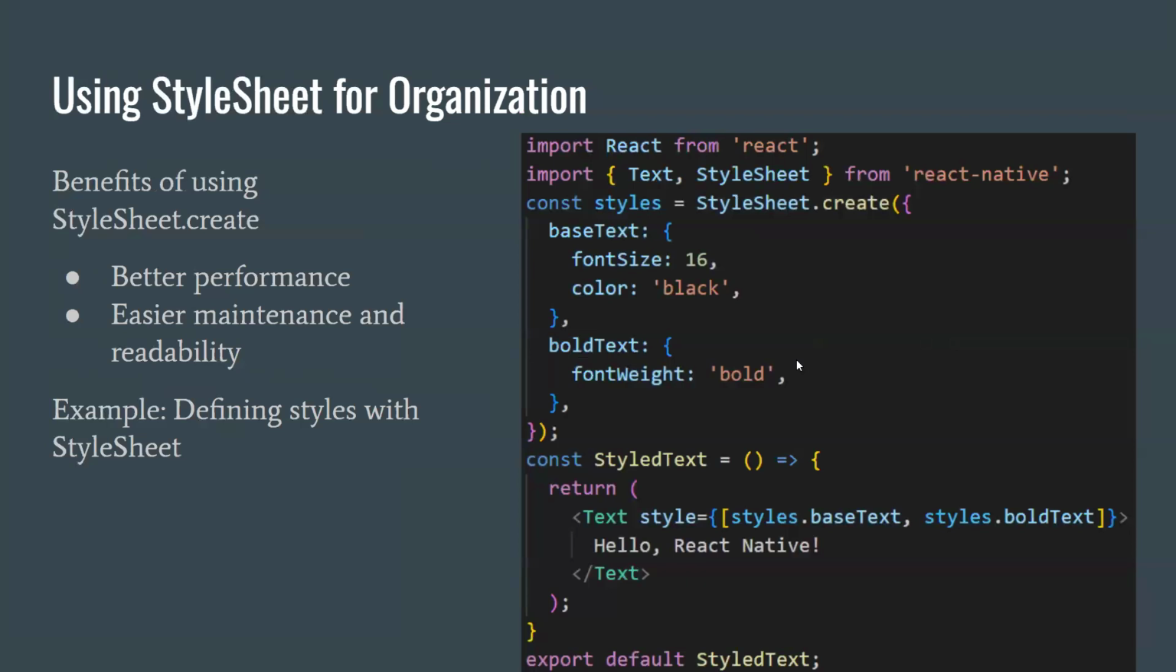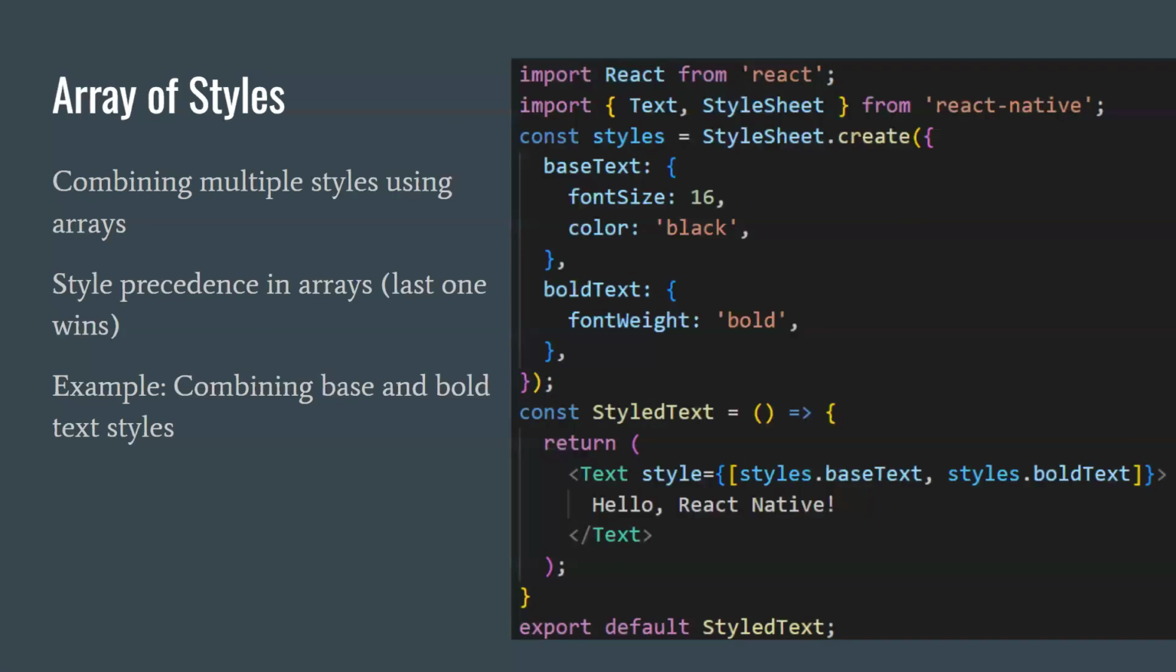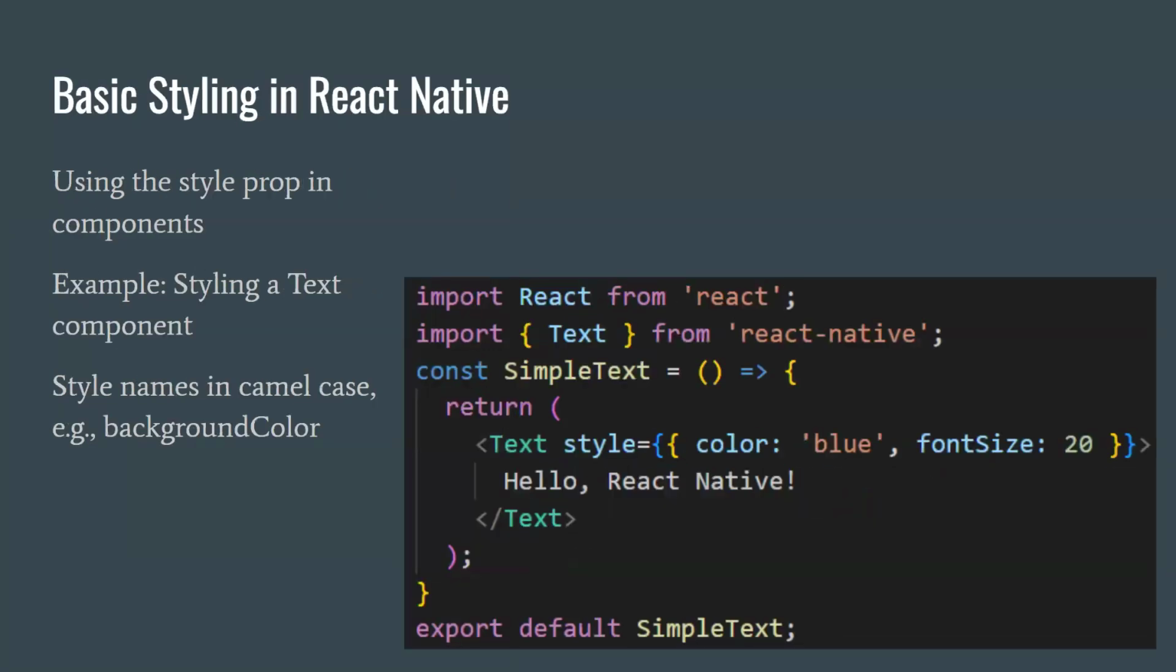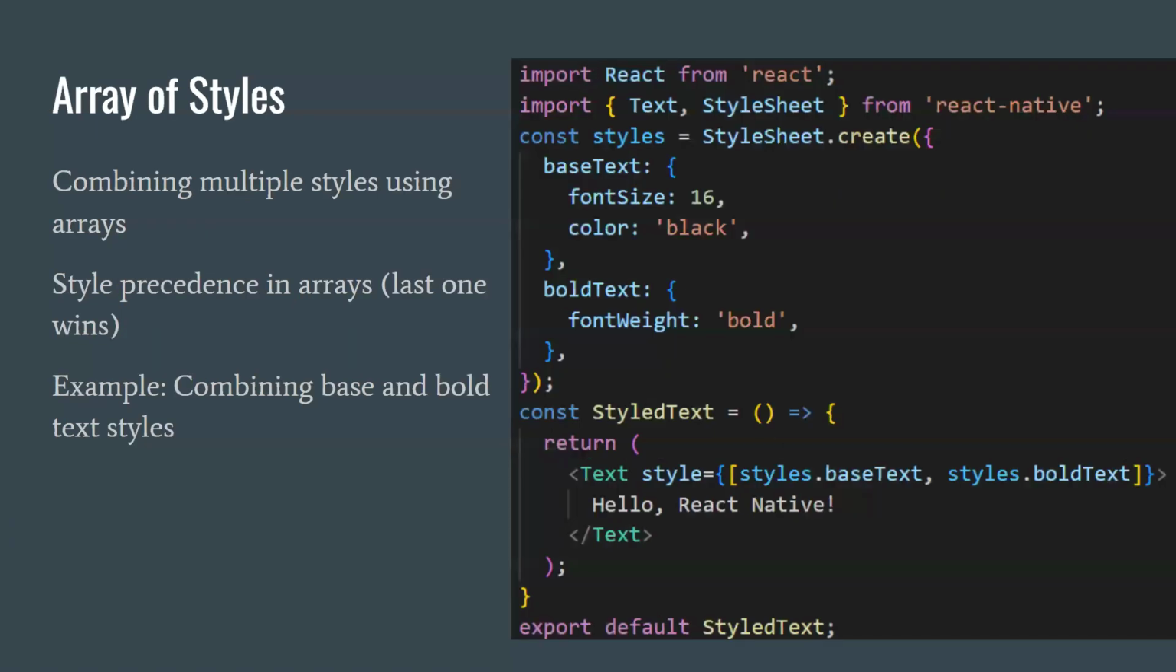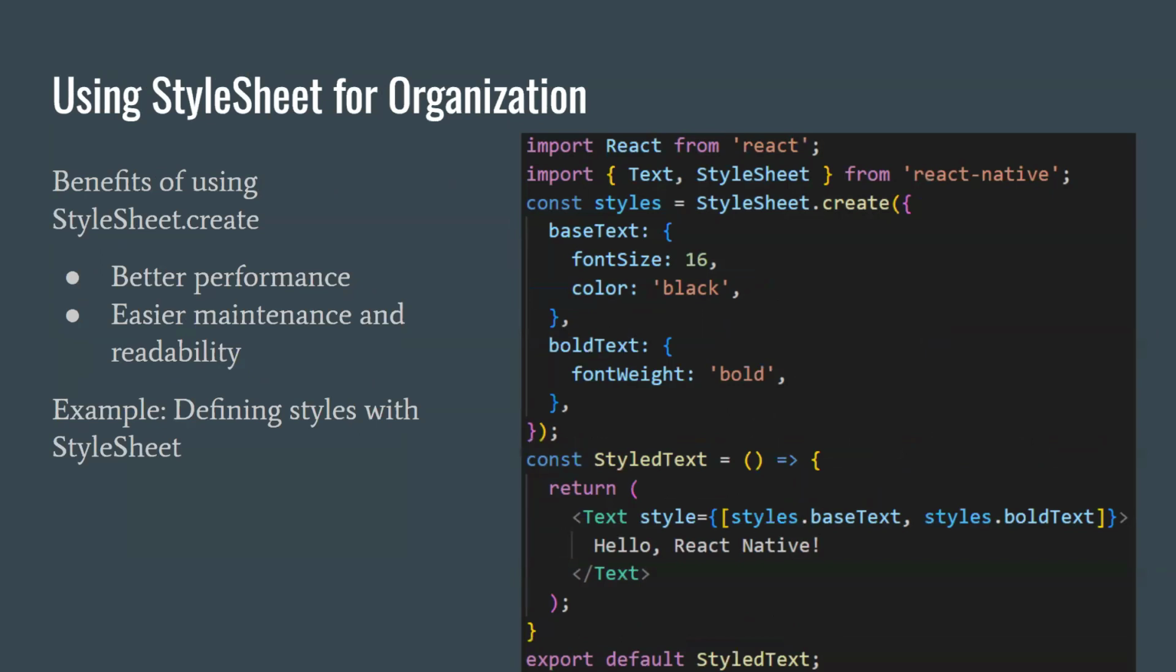Using StyleSheet for organization. So we looked at using style directly, using the style prop in components, but as your components grow more complex, managing all your styles inline can be cumbersome and inefficient. So React Native provides this StyleSheet method from the React Native library that allows you to define a set of styles in one location using StyleSheet.create.